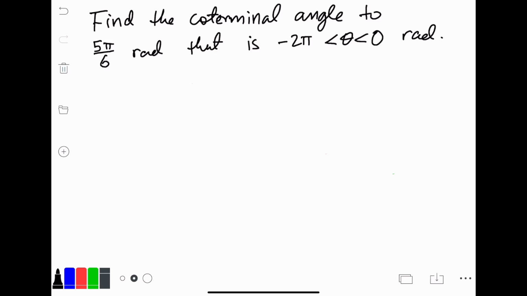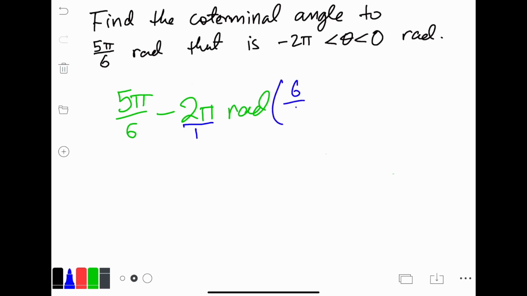So I'm just going to go ahead and do the quick method. I just need to subtract 2 pi. I just need to subtract one revolution. So if I've got 5 pi over 6 and I subtract 2 pi radians, now I have two fractions, but unfortunately they don't have the same denominator. Again, 2 pi is the same thing as saying 2 pi over 1. So I'm going to want to multiply the 2 pi by 6 over 6. So now they have the common denominator of 6.